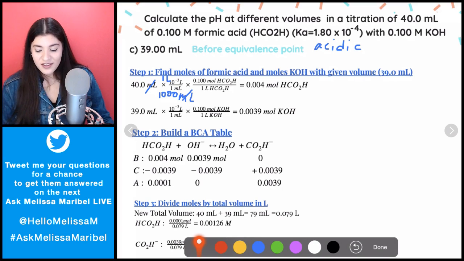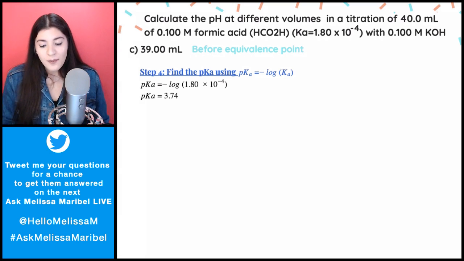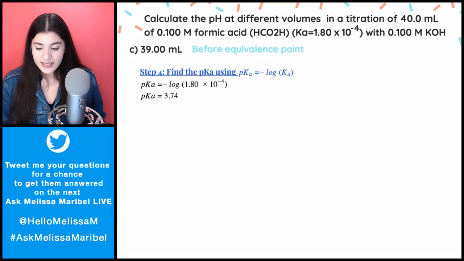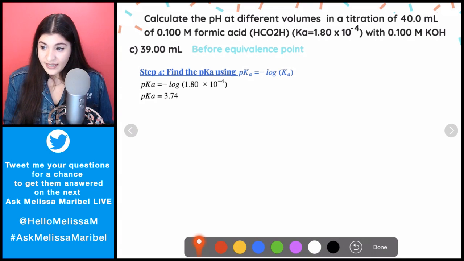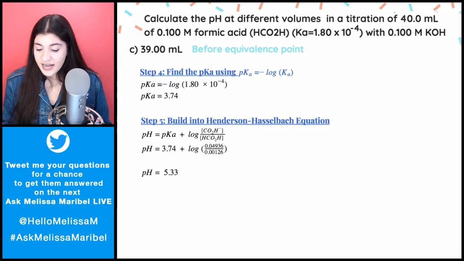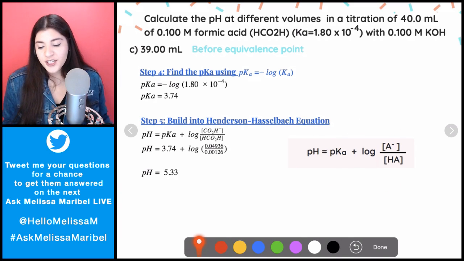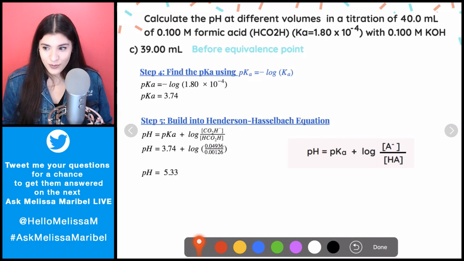Now that we found those two, the next step is to find our pKa. To find our pKa, we'll use that same formula that I mentioned before, where pKa is equal to the negative log of Ka. So we're going to find that pKa again, right? Just plugging this in, pKa is 3.74. Next step is to use the Henderson-Hasselbalch equation, which is this. This is the equation that you will use for buffers, for a weak acid and strong base titration. So definitely know this one and know how to use it.